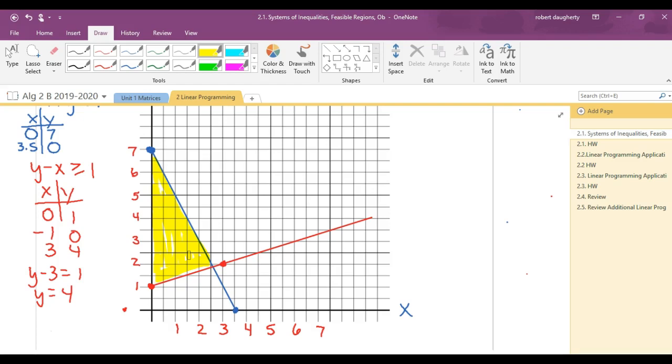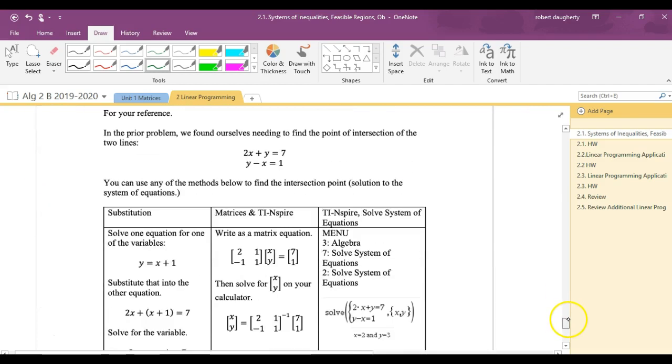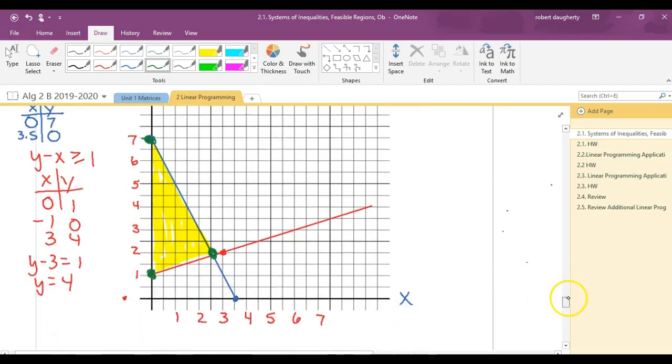How many vertices are there? There's a vertex right there. There's one right there. Where's the other one? How many are there? There are 3 vertices to this feasible region. So the next step would be to figure out what these vertices are. So let's figure that out.